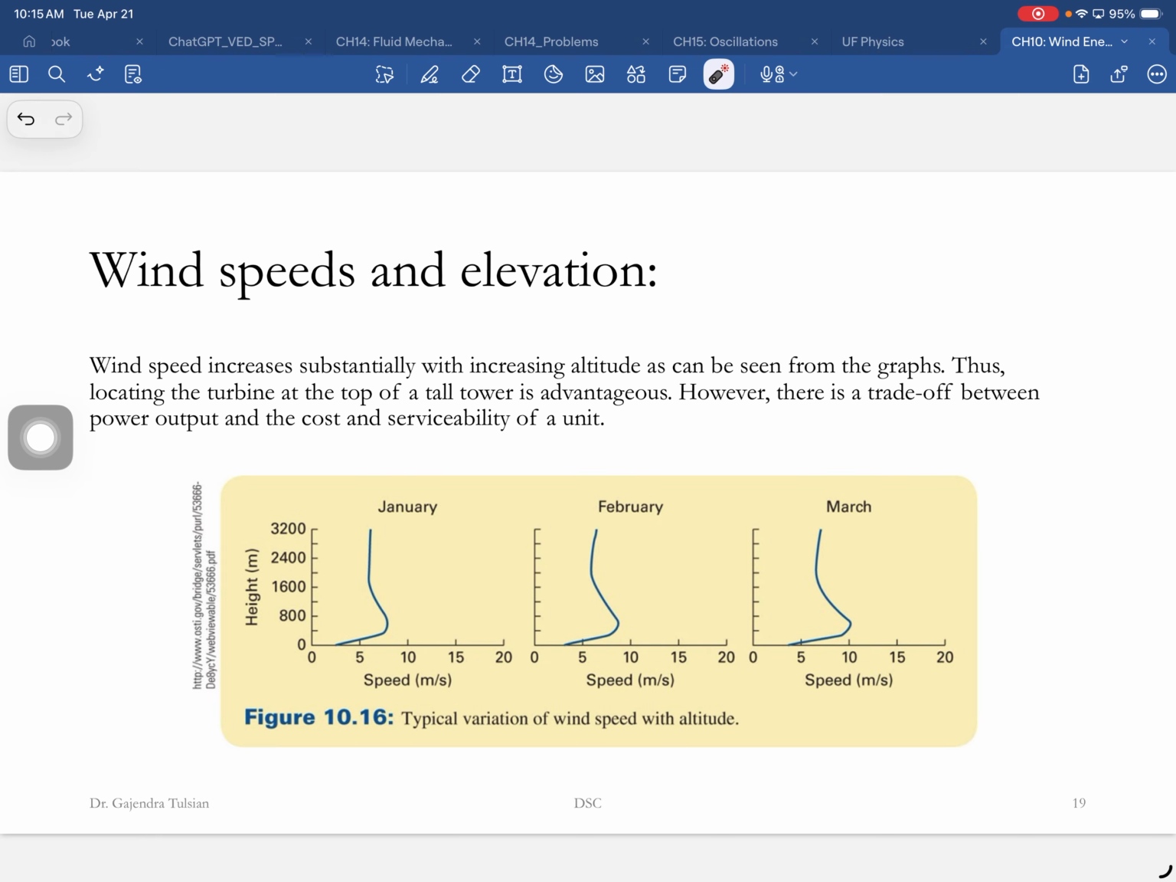Now we don't build towers that high. The towers that are built are about 200 meters, something like that, the tallest one. So wind speed increases substantially with increasing altitude, and thus locating the turbine at the top of a tall tower is advantageous. However, there is a trade-off between power output and the cost and serviceability of a unit. So you want to make the tower as high as possible, but then you have to keep in mind the other costs. They measure these wind speeds at different heights during different times of the year.